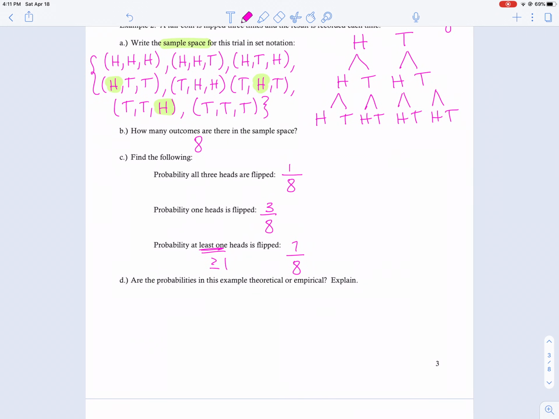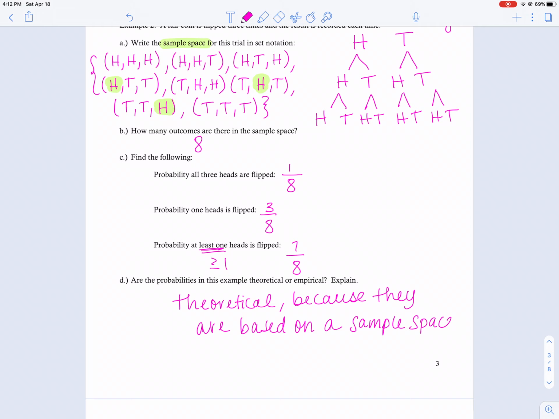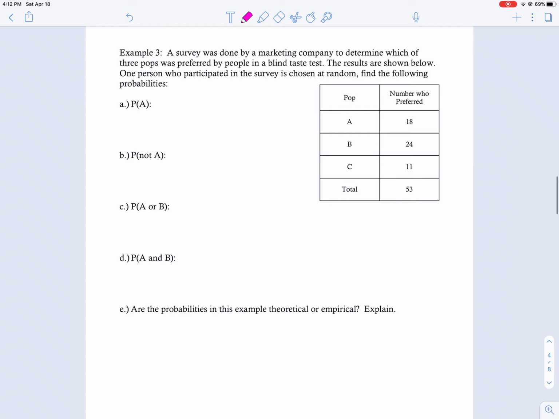Okay. D, are these probabilities an example of theoretical or empirical? Empirical, definitely theoretical. This is theoretical. And it's because they are based on a sample space. Okay? They're based on a sample space. Okay, so let's take a look at the next one.